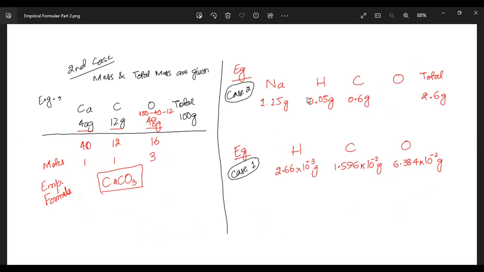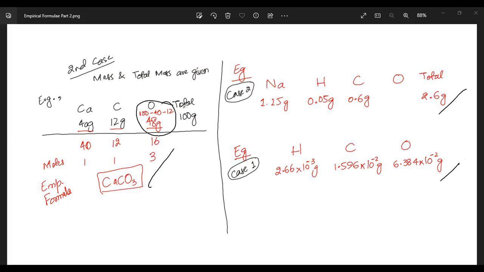Later on, for the second case, the mass of a few elements was given, but not all, and the total mass was given instead of one element that was still not a part of it. For example, in this very case, you can see that the mass of oxygen is not given. So we calculated it by subtracting the rest from the total, and we can always do those ones. And I gave you examples which you can actually do, so you can get a good hang of that. Now, this was very easy.